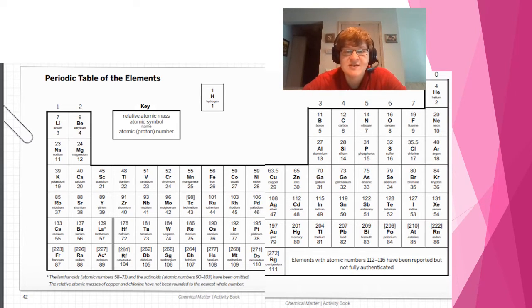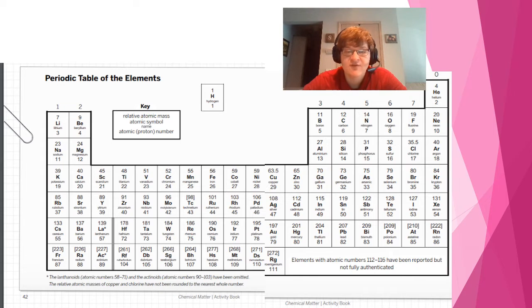In the top you see the key. That lets you know what each number and letter means. So the relative atomic mass, that's how heavy it is in terms of atoms. The atomic symbol is usually just like the nickname or a way of shortening it. So if you look at the very top there, hydrogen, it has 1 atomic mass. Whenever you see just an H, it means just hydrogen, and they write it beneath it. And then the atomic proton number, which we'll talk about later, is 1.